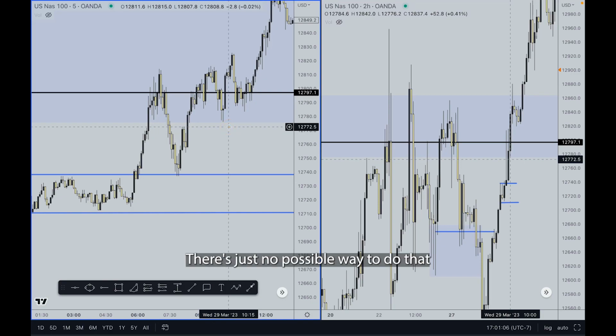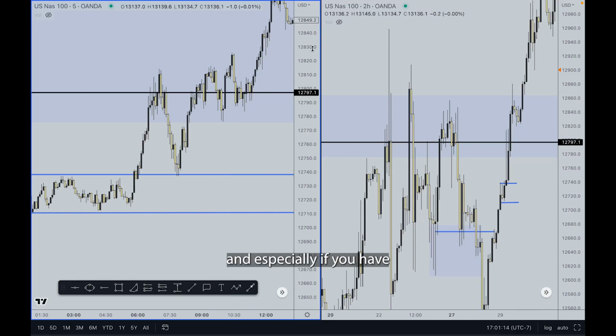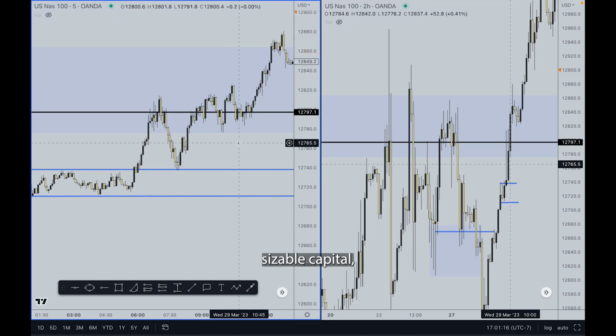There's just no possible way to do that because you're going to mistime it, you're going to take losses, you might make the wrong decision. Trading is meant to be done in moderation, and especially if you have sizable capital, you're not taking every single trade. You're taking 1 to 2 to 3 trades a day, a week, so on and so forth.